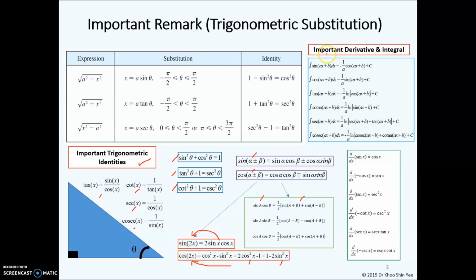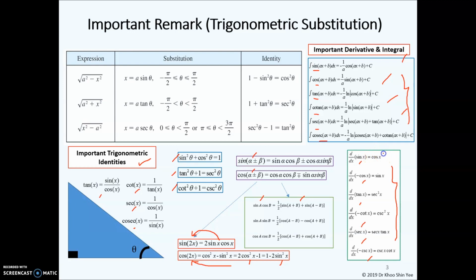You need to master the important derivatives and integrals as well. So for example, in this case, you have to know the integration for sine, cos, tangent, cotangent, secant, and cosecant. So make sure you know how to apply this. And also you have to master the derivative for sine, cos, tangent, cotangent, secant, cosecant here. So these are all basic derivatives and integrations.